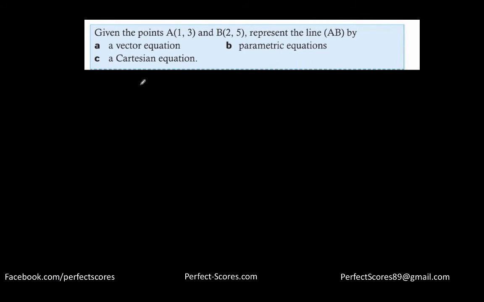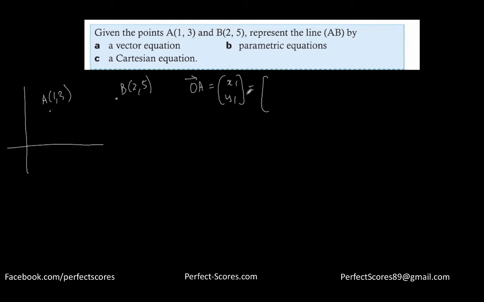So this question over here says that a vector A is there. So you have a vector A, which is (1, 3), and you have a vector B, which is (2, 5), right? So that means your vector OA, which represents your x1 and y1 value, is going to be equal to (1, 3). And your vector OB is simply going to be (2, 5).